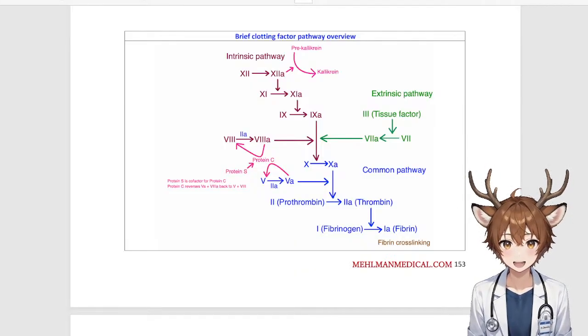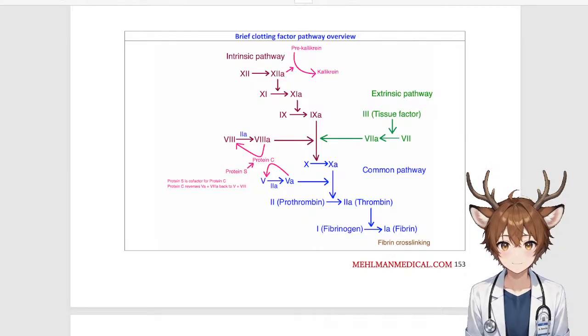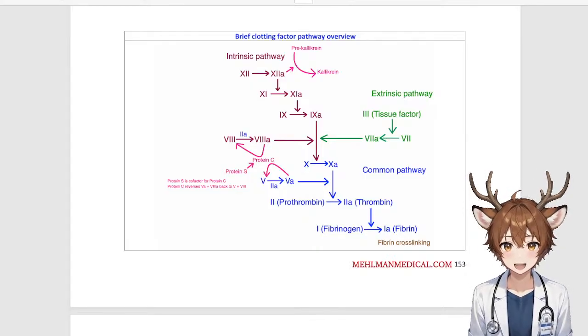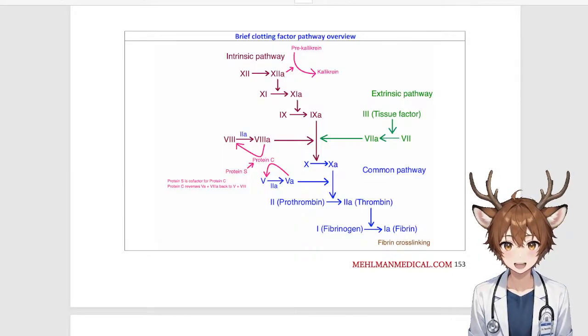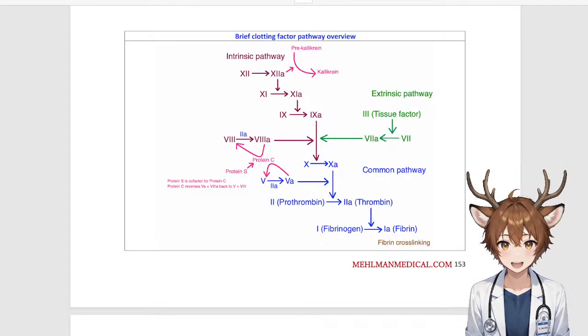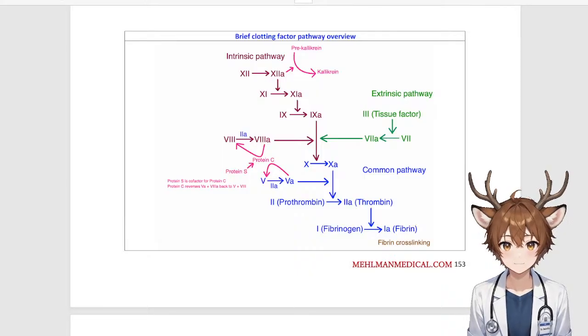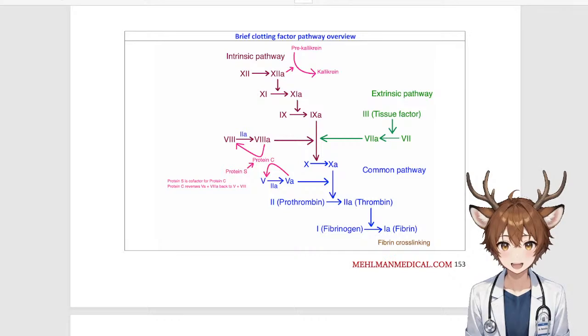So intrinsic pathway: 12 to 12A. 12A helps convert pre-kallikrein to kallikrein. 11 to 11A, which is assisted by 12A. And then 11A will assist 9 to 9A, and that becomes part of the common pathway.